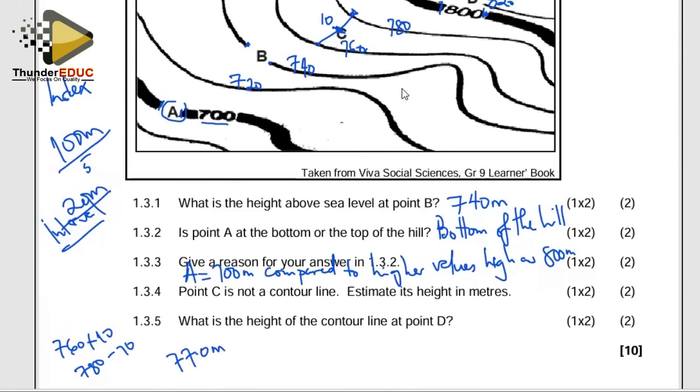So it means you can get the height at C by figuring out the position of C. If you figure out where C is located, it's in between the 760 and the 780 lines. So it's at approximately half of the interval. The interval is 20, so half of 20 is 10. If you want to take it from the bottom, we add 10 meters. If you want to take it from the top, we subtract 10 meters. So our height is 770 meters.